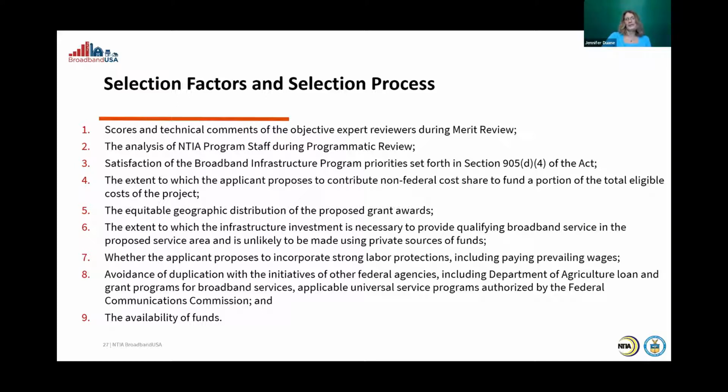And then finally, the availability of funds will be determining how many awards we are able to make for this program. With $288 million, it's not a lot to fund broadband infrastructure deployment, so that will be a key determinant of the amount and the number of awards that we're able to award here.